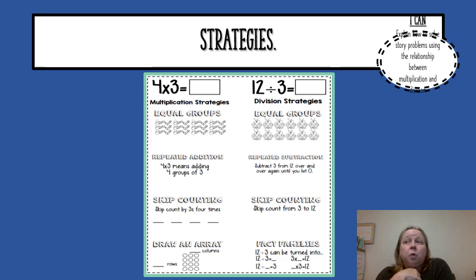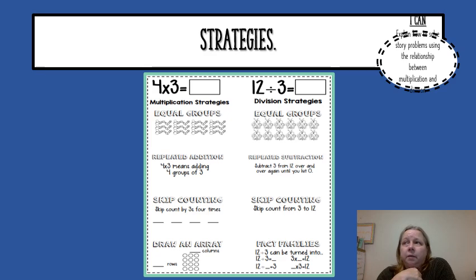All right, you can use repeated addition. 4 times 3 means you're adding 4 3 times. You can skip count. You could skip count by 3s 4 times, or you could skip count by 4 3 times. Or you can draw an array of 3 columns, 4 rows, 4 columns, 3 rows, either way to get your answer. Now division, we can use almost all the exact same thing.